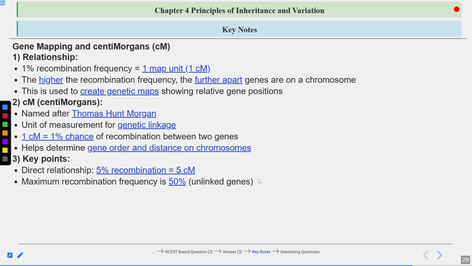Maximum recombination frequency is 50% in the case when the genes are totally unlinked. Remember this, maximum recombination frequency is 50%. This means maximum distance measurable is 50 centimorgan. So maximum distance between two genes is 50 centimorgan or 50 map units.